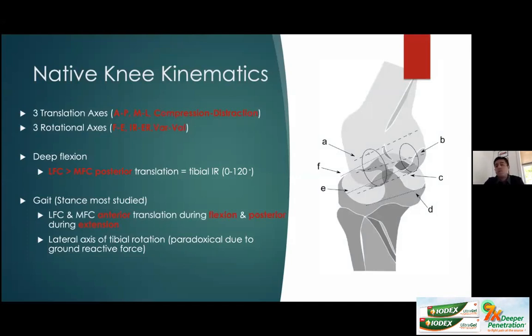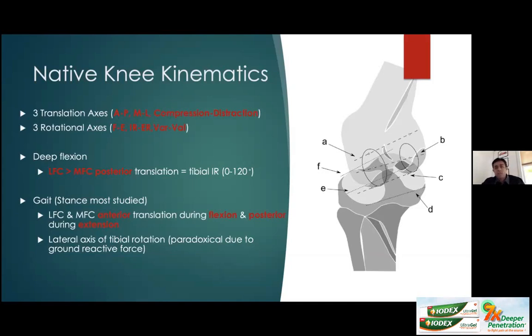And there are 3 rotational axes: flexion and extension, internal and external rotation, and varus and valgus. So let's look at different knee positions and kinematics and different types of activities that we frequently do. Well, first off, in the Asian population, deep flexion is considered to be absolutely paramount. So most patients are asking, can we preserve deep flexion?